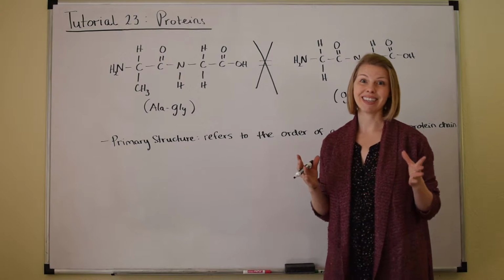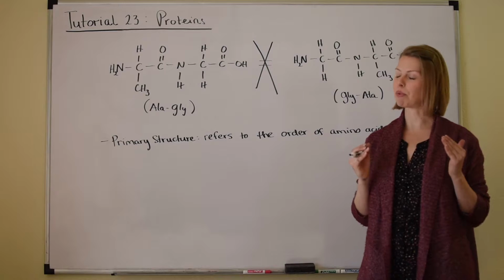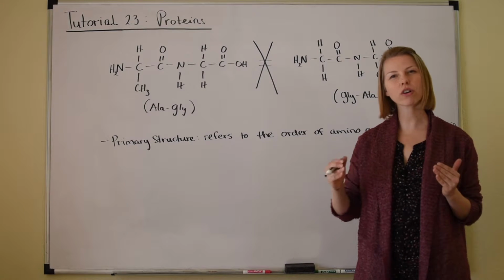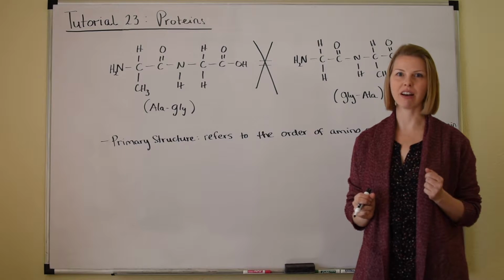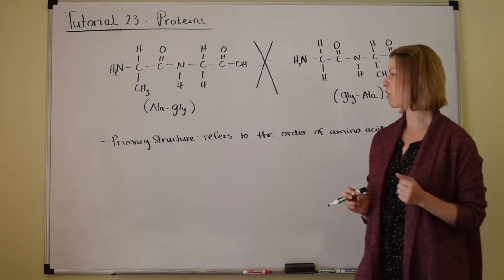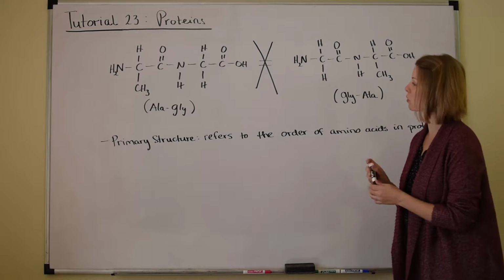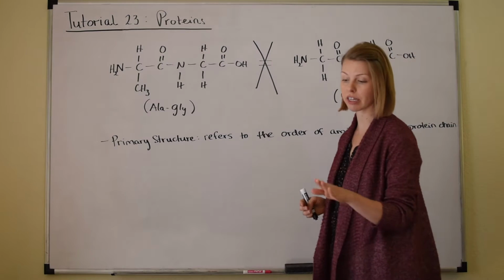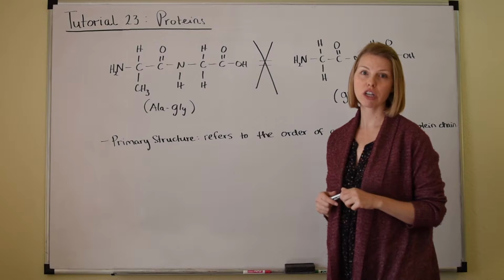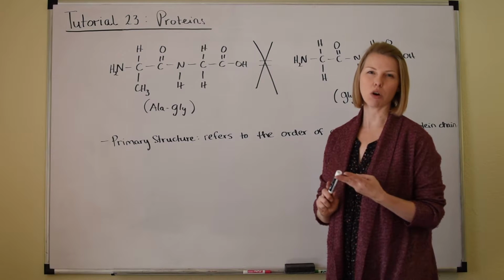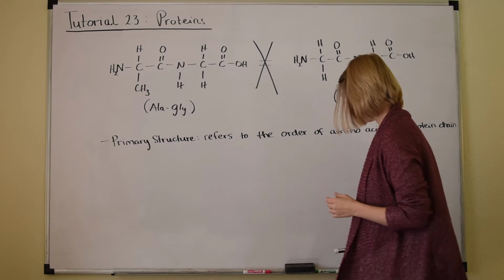So again, primary sequence, that primary structure, the order of the amino acids, very critical to the function of the protein. All right, we're going to go on, we're going to erase here and go on to talking about some additional levels of protein structure, the secondary, tertiary, and quaternary structures.